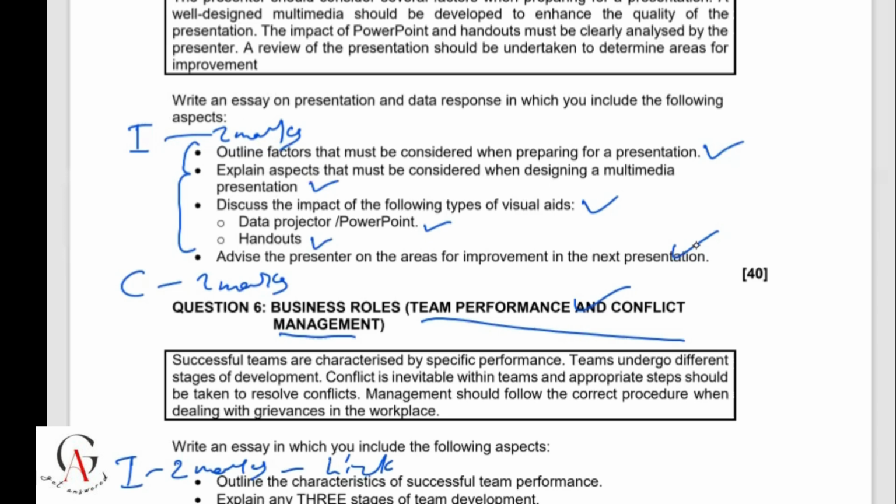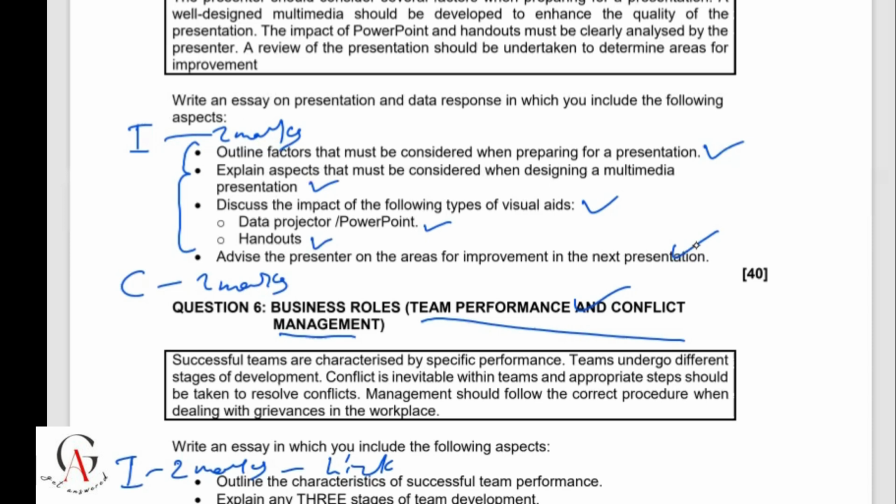Okay, right. So now let's check how best we can conclude this essay. Presenters must have the necessary skills and knowledge of designing an effective multimedia presentation. So it means that presenters must have the necessary skills and knowledge of designing an effective presentation.